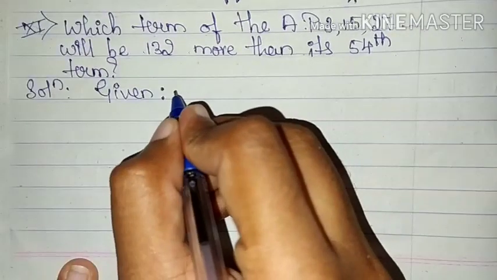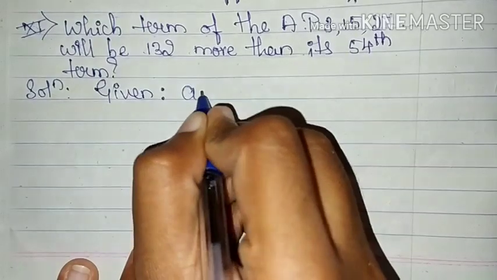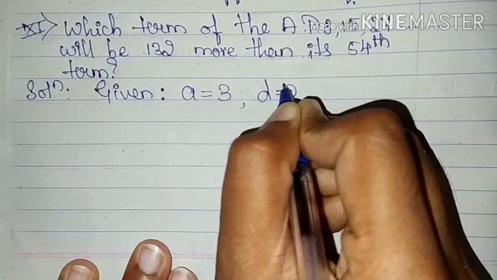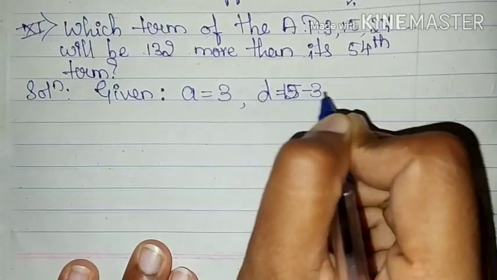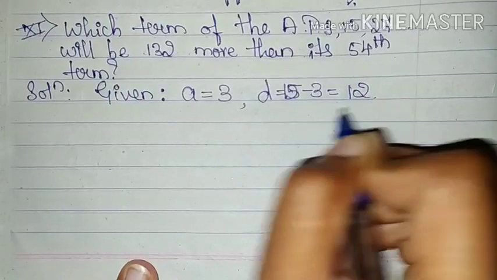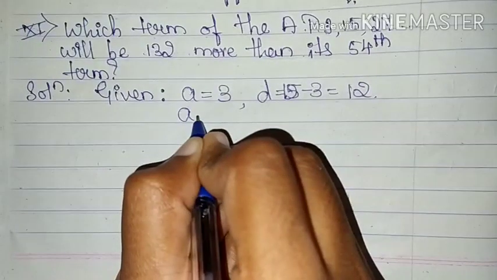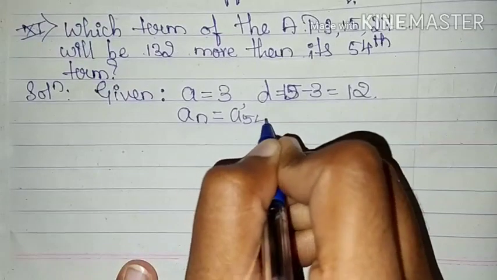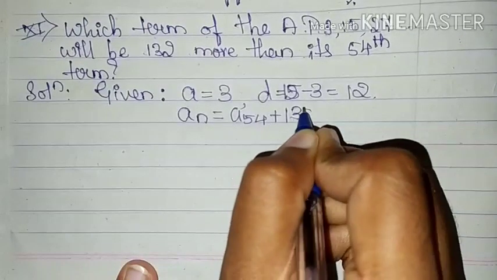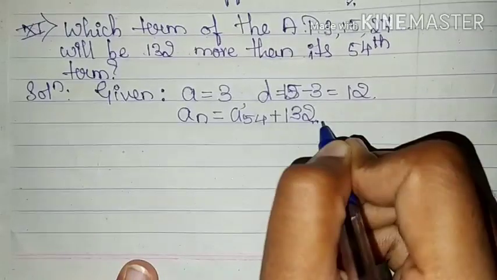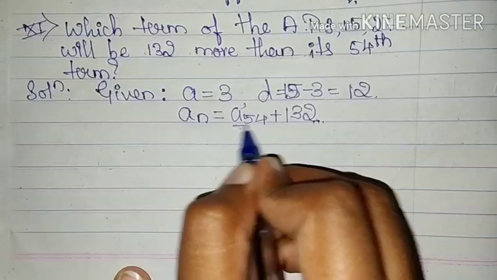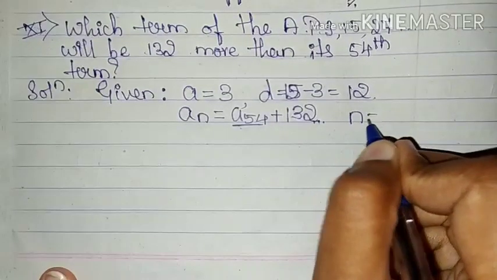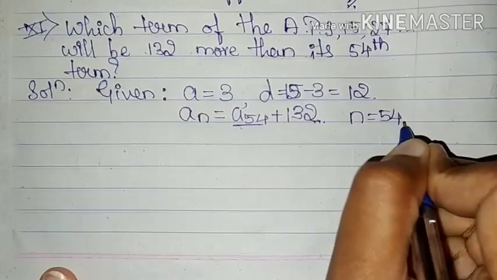Given AP: A is equal to 3, D is equal to 15 minus 3, which is 12. Then they have told us that AN is equal to A54 plus 132. This is our main clue here. So first let us try to find what is A54, our 54th term. That means N is equal to 54 here.